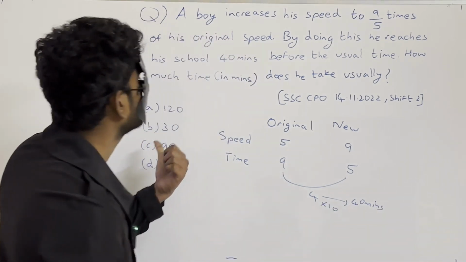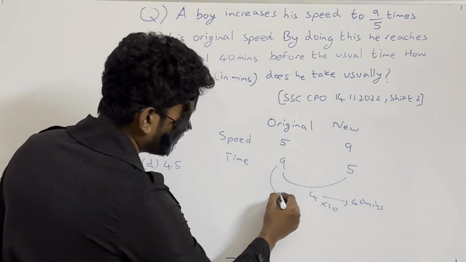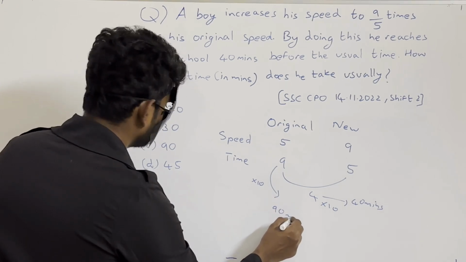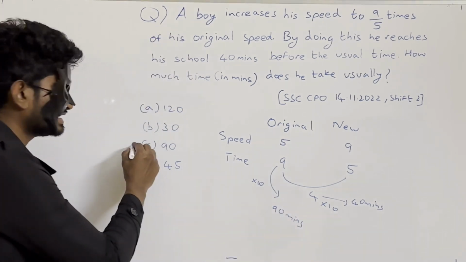Now what is he asking? He is asking how much time does it take usually. So he is asking the value of 9. So we need to multiply this 9 also with 10. So we will get 90 minutes. So option C is right.